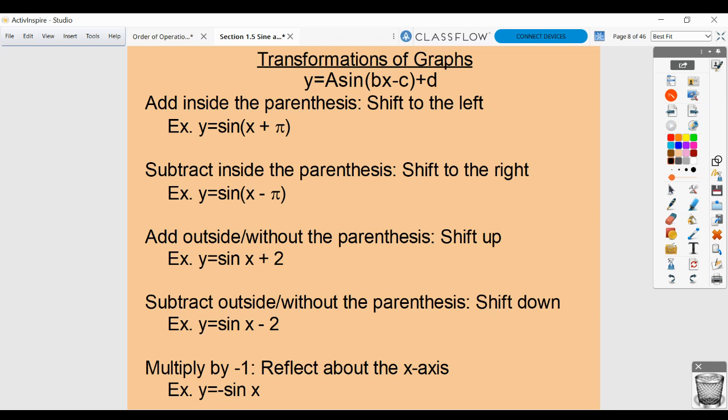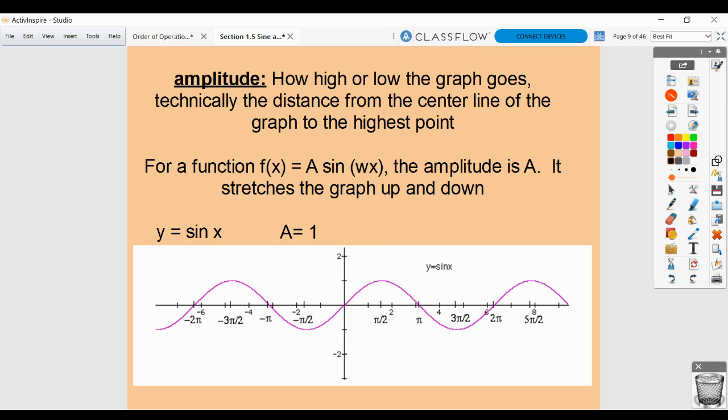And then the outside, if you are adding or subtracting, then you're just moving up or down in your graphs. And if you have a negative out front of the A, then you reflect about the x-axis. So basically, you're just flipping it over. And we will come back to this, I think, tomorrow, whenever we add in the transformations.